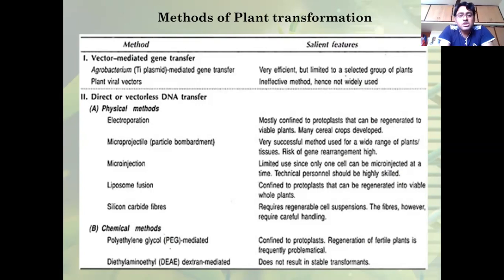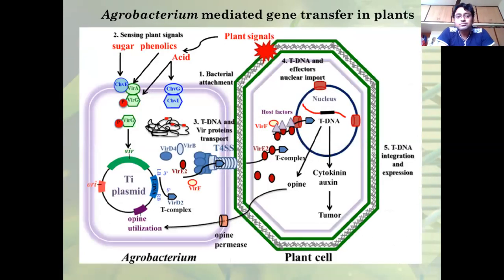But here, in this presentation, we will mainly focus first on the agrobacterium mediated gene transfer method, and second, on the physical method, that is the biolistic. Now, first, agrobacterium mediated gene transfer in plants. In the natural system, agrobacterium is associated with the plant and it can transfer part of its DNA. Scientists are utilizing this system.